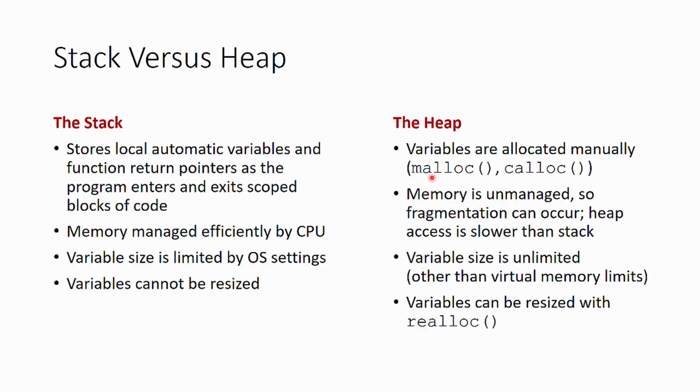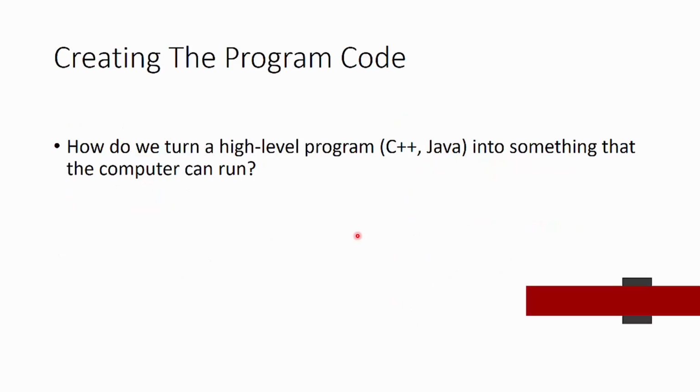So because it's fragmented, because we can't guarantee the sizes of things, there are structures that'll keep track of how big everything is that have to be referred to when you get data out of it. So access to the heap is always slower than the stack. Not much, but a little bit.